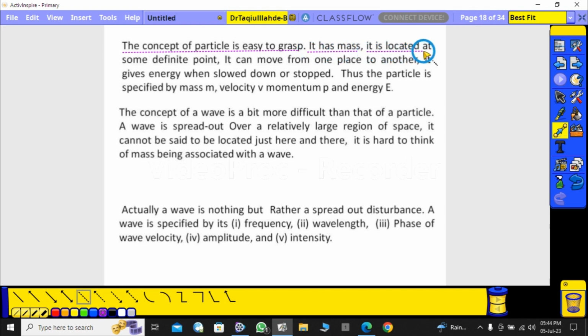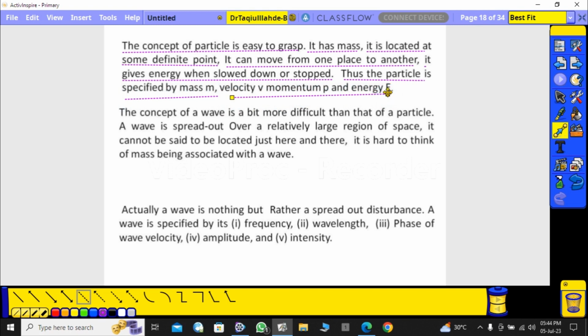It has mass, and it is located at some definite point. The particle can be located, and it can move from one place to another. It gives energy when slowed down or stopped. Yes, of course, if you stop a moving particle, it should transfer kinetic energy. Thus the particle is specified by mass, velocity, momentum and energy.